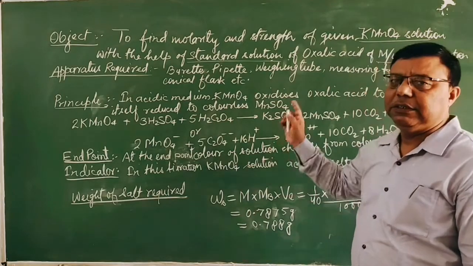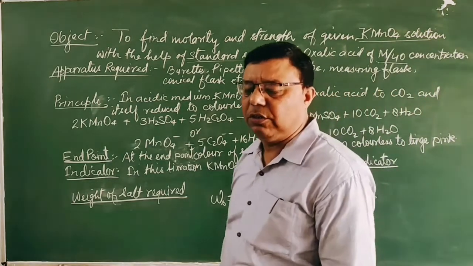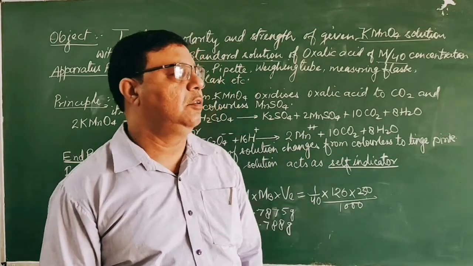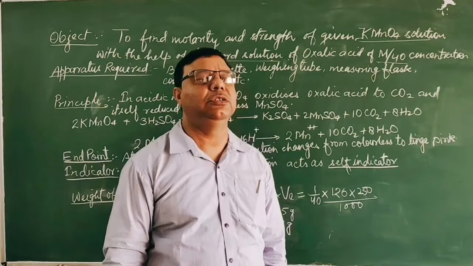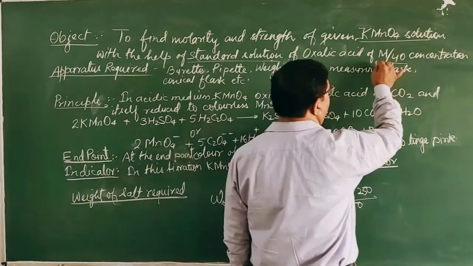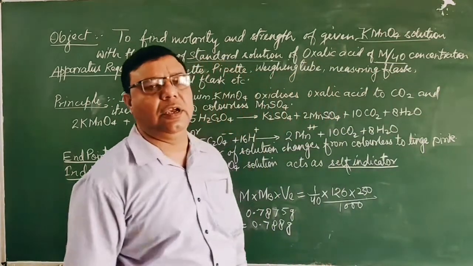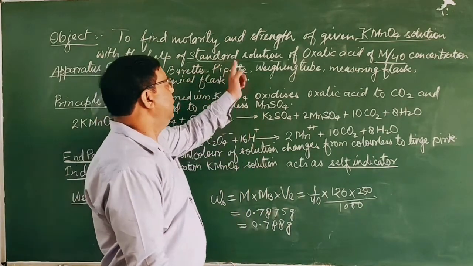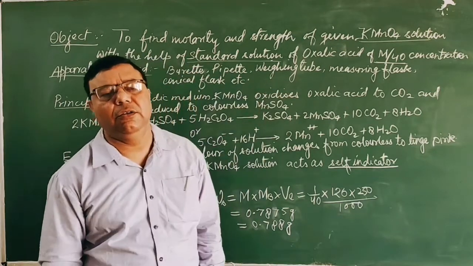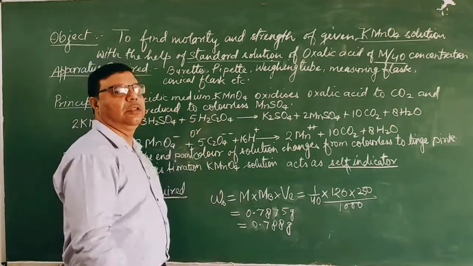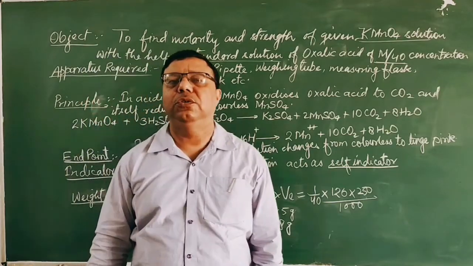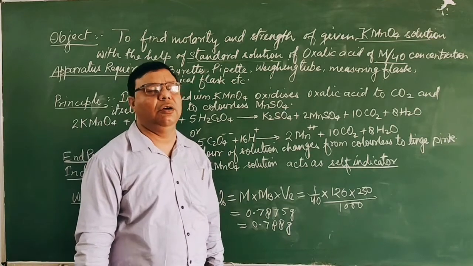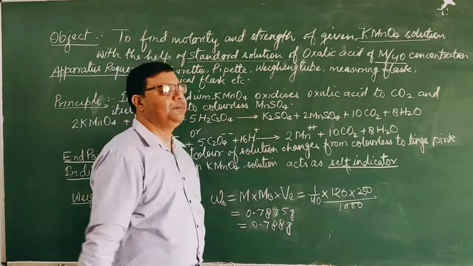What is meant by standard solution? The standard solution means the solution whose concentration is known to us. That is the concentration which is given in the question. Here it is given M/40. That is, the concentration of oxalic acid is M/40, which is known to us. So that is why this solution is called standard solution. And the solution whose concentration we have to find out is called unknown solution. So in this titration, potassium permanganate is the unknown solution and oxalic acid is the standard solution.